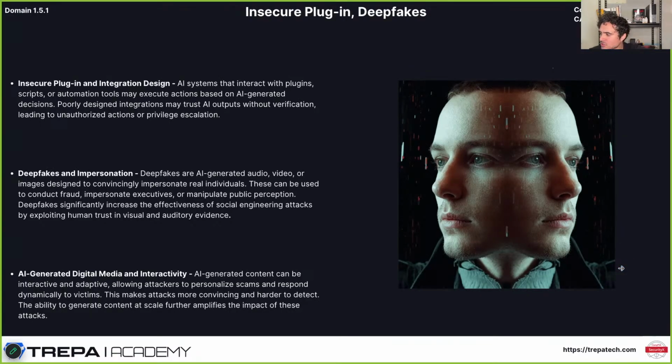Okay, insecure plugins and deep fakes. Insecure plugins and integration design. AI systems that interact with plugins, scripts, or automation tools may execute actions based on AI-generated decisions. So what we're saying is, when we're designing an AI agent to be proactive in our enterprise, to detect, monitor, and prevent any malicious intrusion, we have to make sure that we're designing it securely. If we're putting in plugins that reach out to a third party that we don't think is secure, then the AI could be getting those insecure plugins into its model and then proliferating that malware.